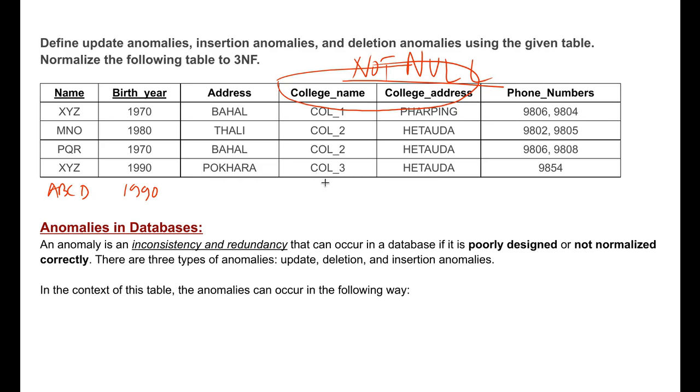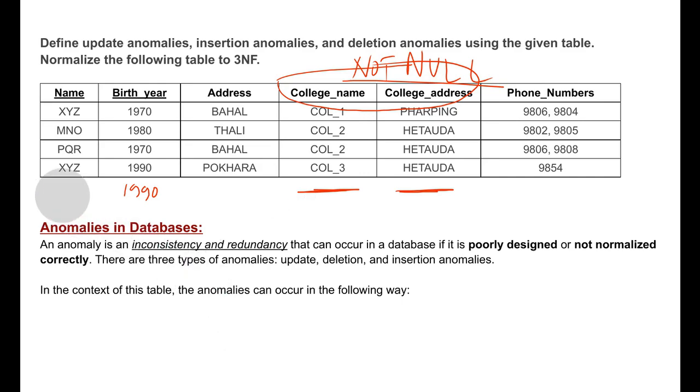In this situation we do not have values for these two columns. So what you have to do is insert null values, but because these two columns have not null attributes, they will not accept null values. So in this case, even though we have the data of the student, due to lack of data of the college, we are not able to insert a new record in this table. So this is one insertion anomaly.